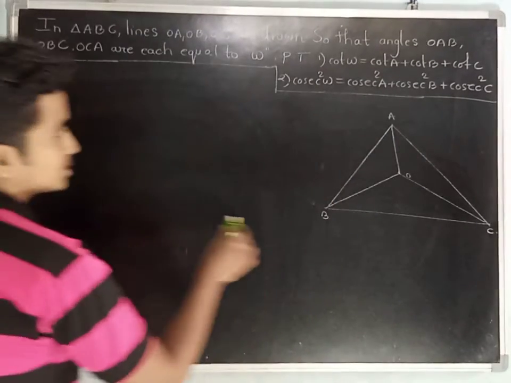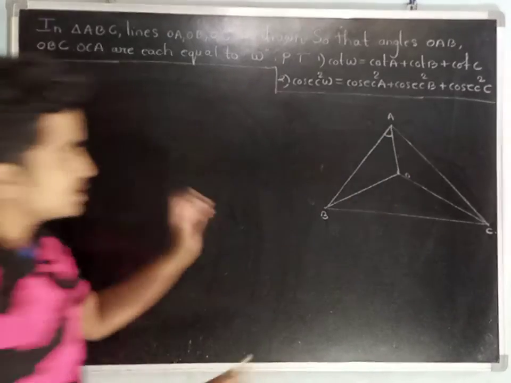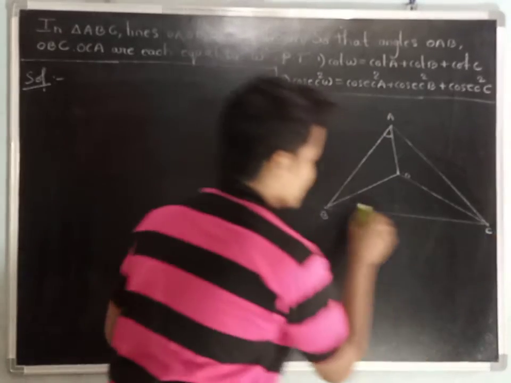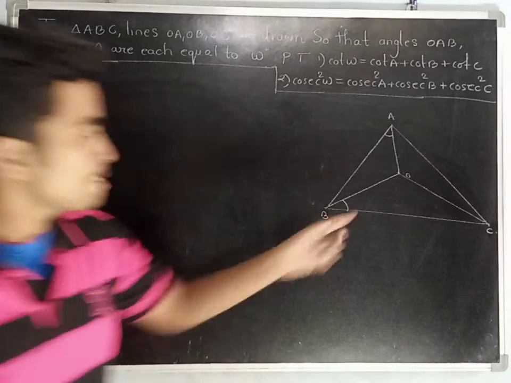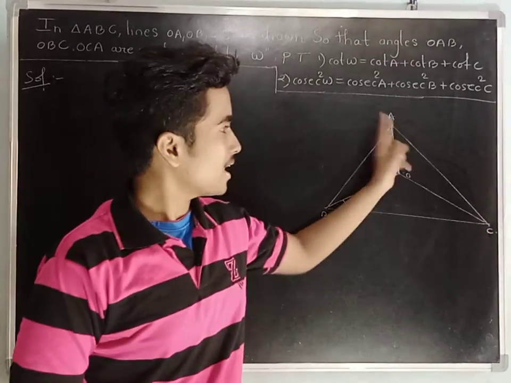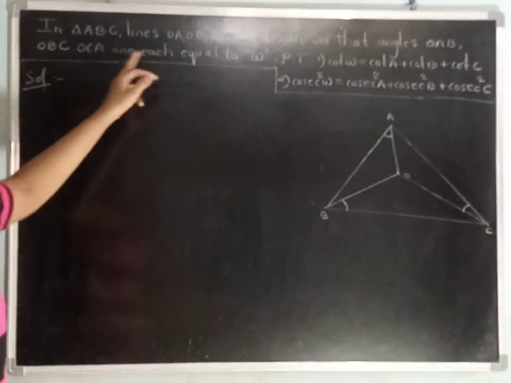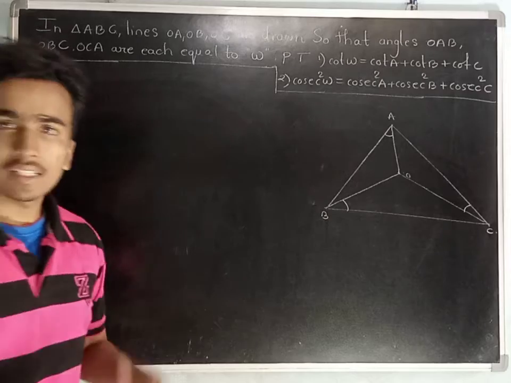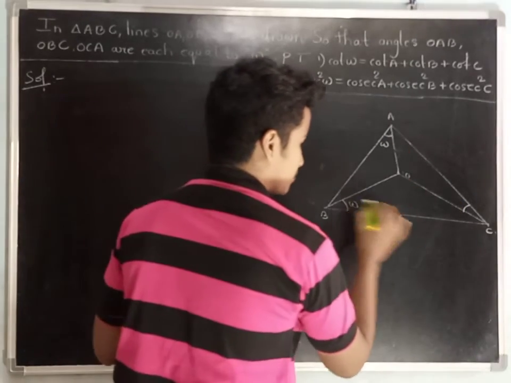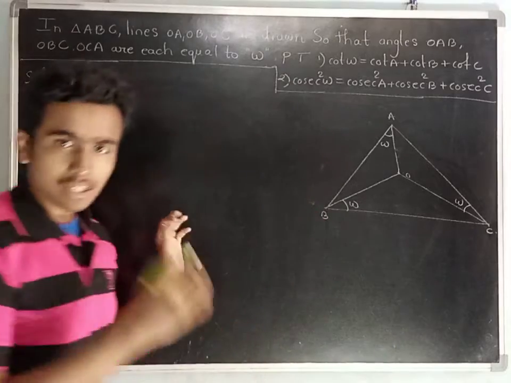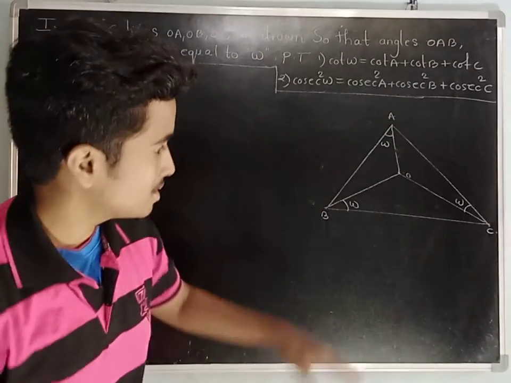OAB, this angle, next OBC, this angle, next OCA, this angle, are each equal to omega. Here it is given that each of these angles is nothing but omega. This is what he has given. This is the data that is given to us.